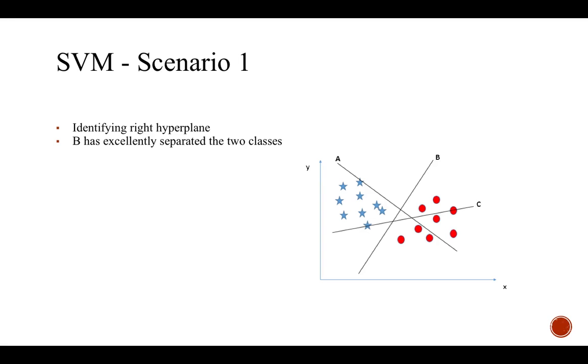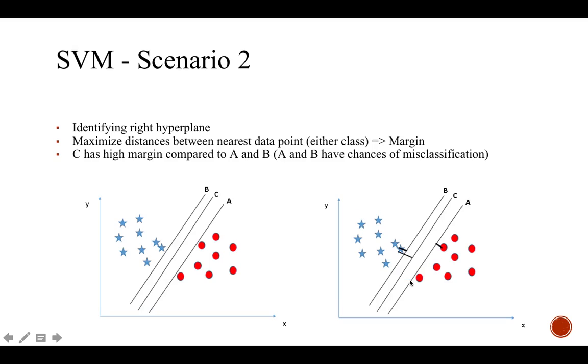Let's look at one scenario. A and C don't separate these classes very well. B does separate them. Here we have a series of lines, all of which separate these two classes. But we want to maximize the distance between the nearest data point of each class, which is called the margin. C has a higher margin compared to A and B, so A and B have a higher chance of misclassification.